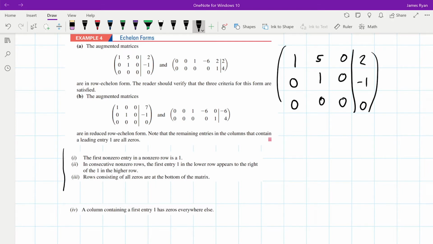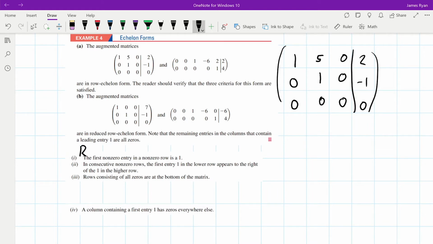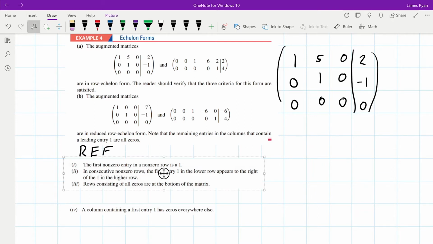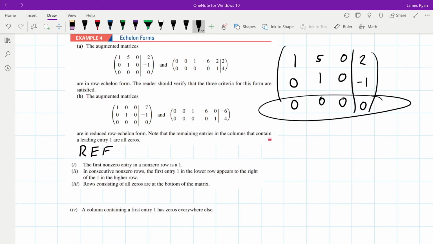So this is the criteria for row echelon form. The first non-zero entry in a non-zero row should be 1. So let's see. This row is non-zero. Its first entry is a 1. This row is not all zeros, and its first entry is a 1. And this row is all zeros. So yep, we satisfy this criteria.